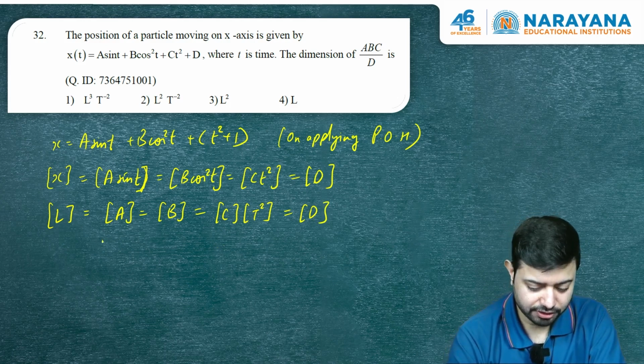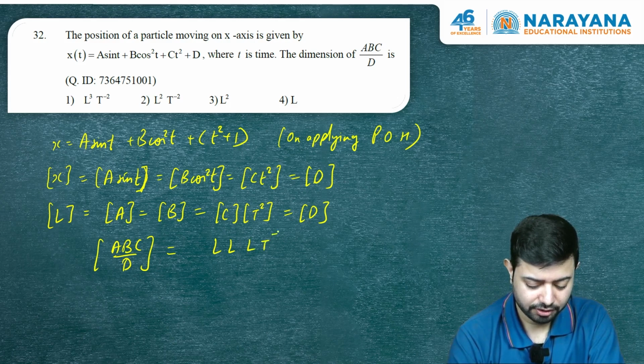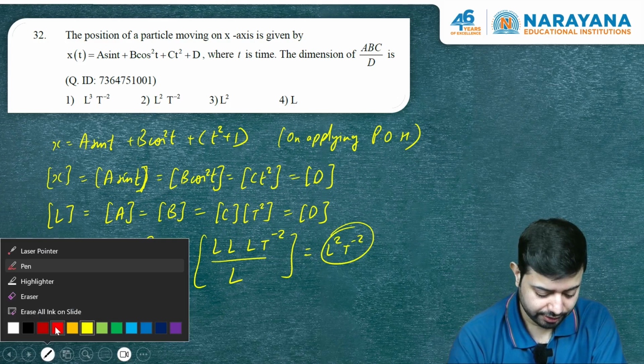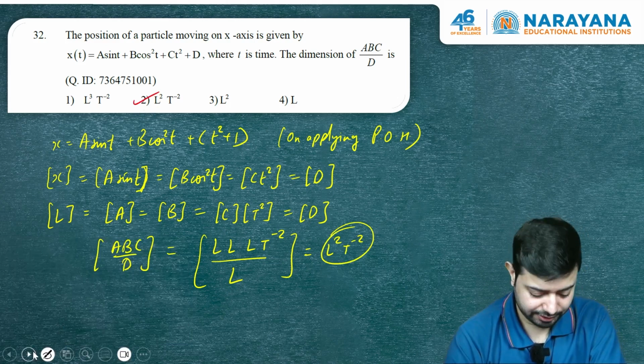So, what is the dimension formula of A, B, C by D? It is going to be L, L, C is L by T square divided by L, right, like this. How much it is? L to T minus 2. So, which option? It is going to be second option over here. I hope it is clear to everyone, right. Let us move to the next one.